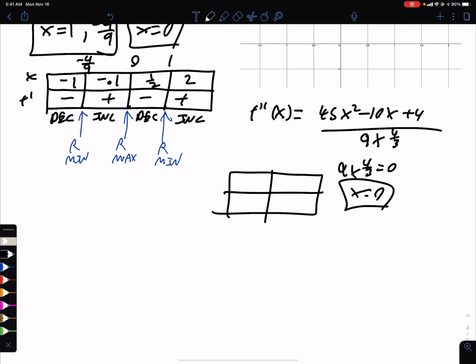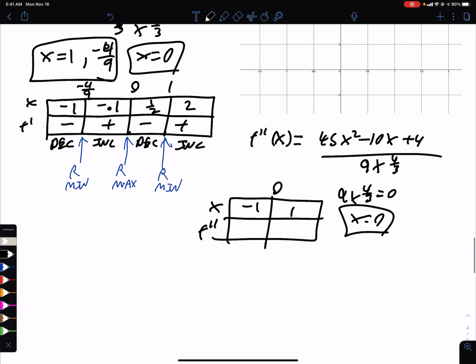So we quickly check points around there into the second derivative. Since the top is always positive, you just look at the bottom. And so we're going to get negative there and positive there, concave down, concave up.